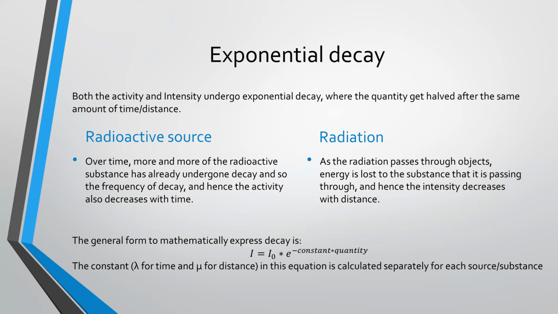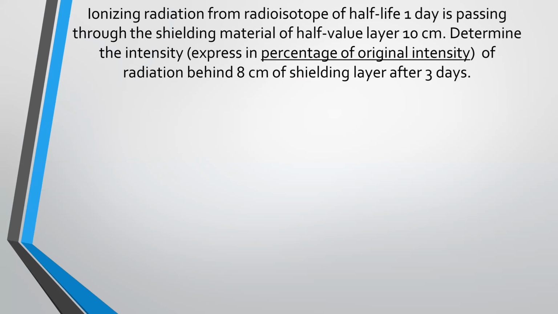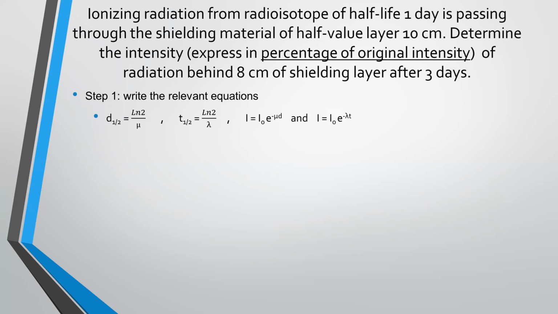So we find that out and then we replace it in the new equation for the new values, 8 centimeter and 3 days. So here we have it. Half value layer would be natural logarithm of 2 divided by mu. Half time or half life would be natural logarithm of 2 divided by gamma, and from those we get the value of mu and gamma, and we substitute in the equation.